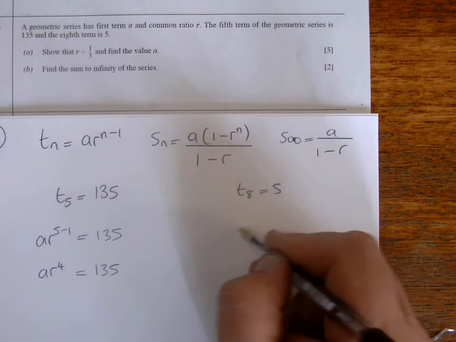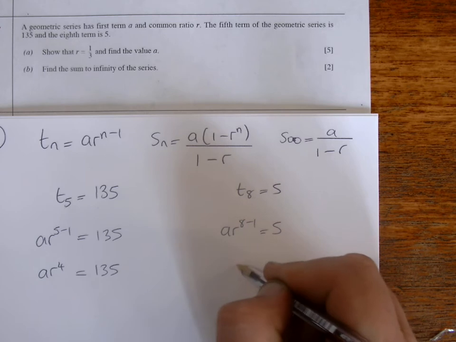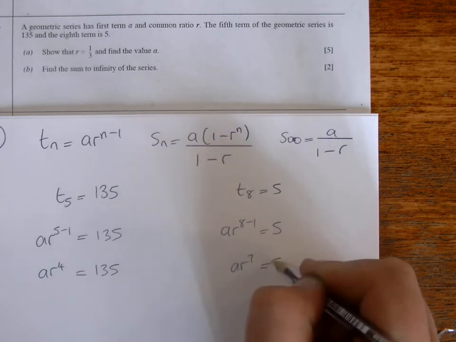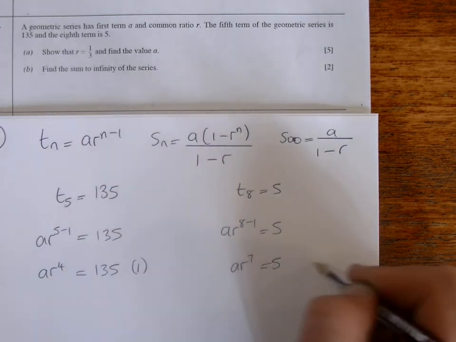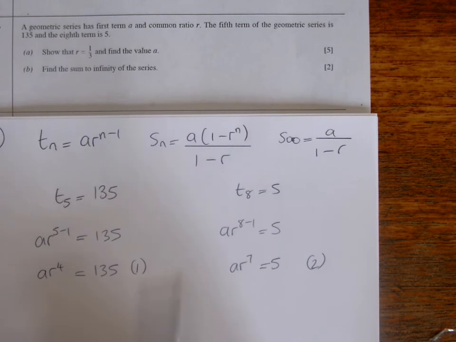Same over here in the eighth term, so this will be ar^(8 minus 1) is 5. So then ar to the 7 is 5. Okay, so we've got equation 1, equation 2. When we've got two equations and we want to work out r, we can solve them simultaneously. And with a geometric series, the best way to solve simultaneously with these two is to divide the two, because we'll get to the solution quite quickly.